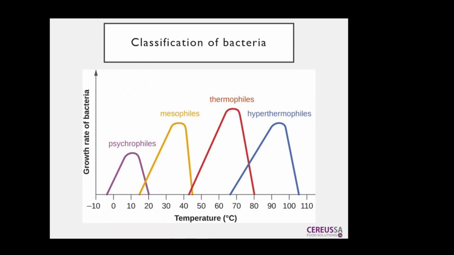Some bacteria can grow at very high temperatures, almost boiling point. These are called the hyperthermophiles. So different types of bacteria have different optimal growth temperatures. This becomes very important when we start looking at food spoilage, because some bacteria will grow optimally in refrigeration conditions, and some bacteria can even resist cooking temperatures, like your thermophiles and your hyperthermophiles. More about that a little bit later.